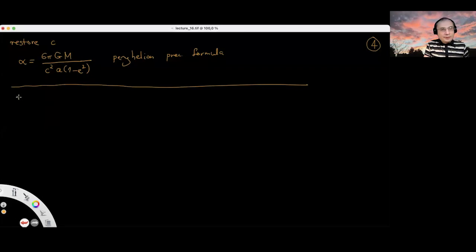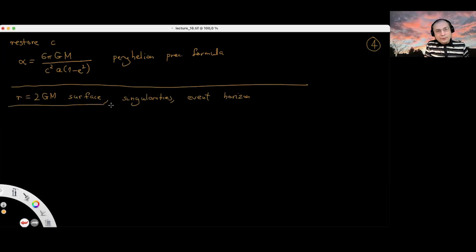So the topic is the r equals 2GM singularity, the surface singularities, the event horizon. In the last topic of our lecture, I want to tell you a little bit more about the Schwarzschild geometry. In particular, I want to convince you that the r equals 2GM surface is not a true singularity. It's just a coordinate problem we are facing here.